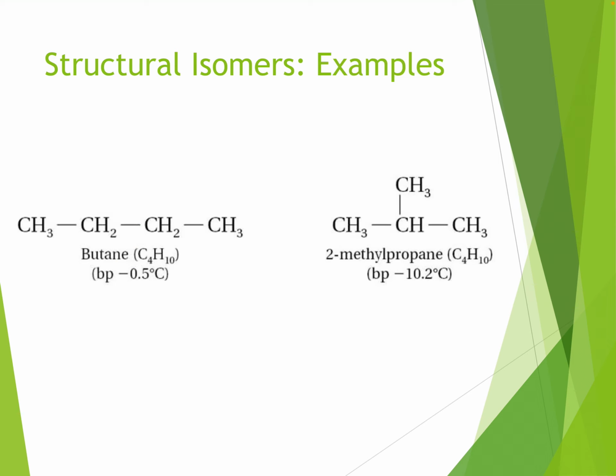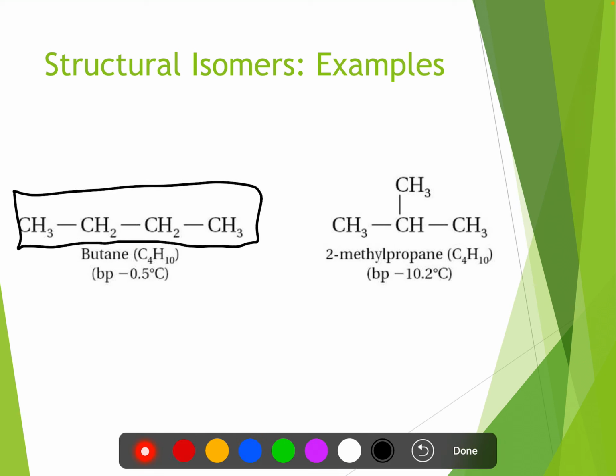So we're looking at something like this. You see how butane and 2-methylpropane both are C4H10? So they have the same chemical formula, but they are different. They're not the same compound. This has all of the carbons in a straight line. This one has a branch in the middle.